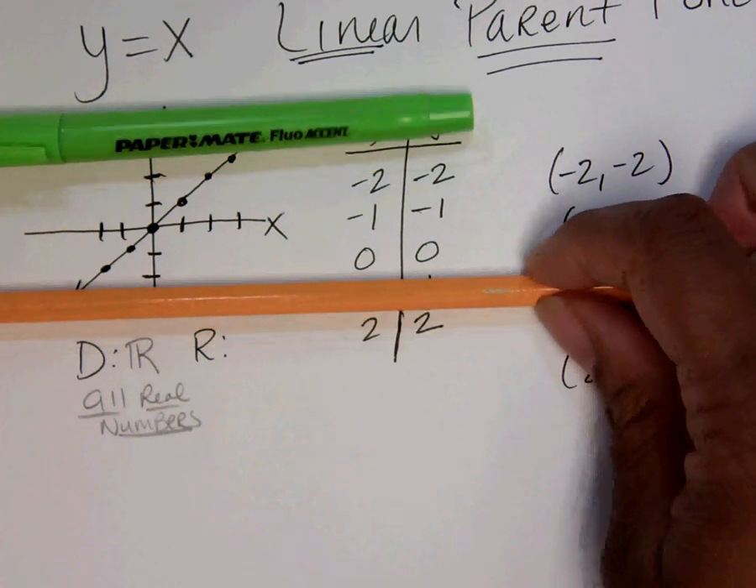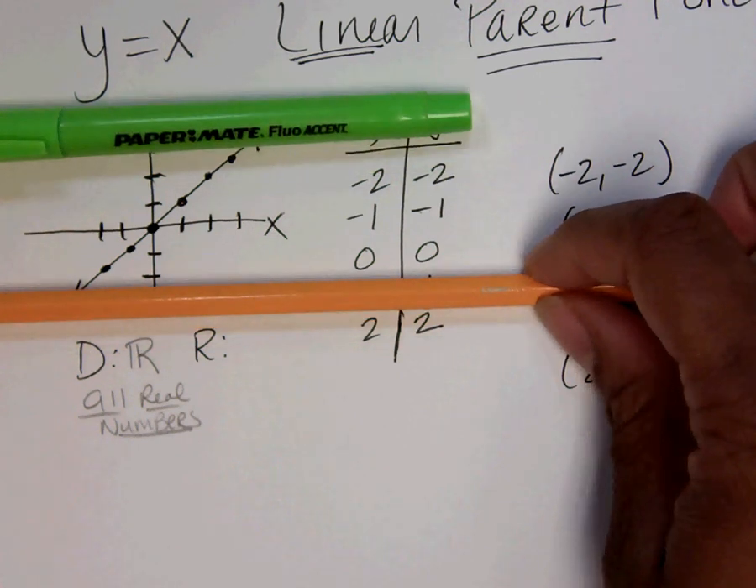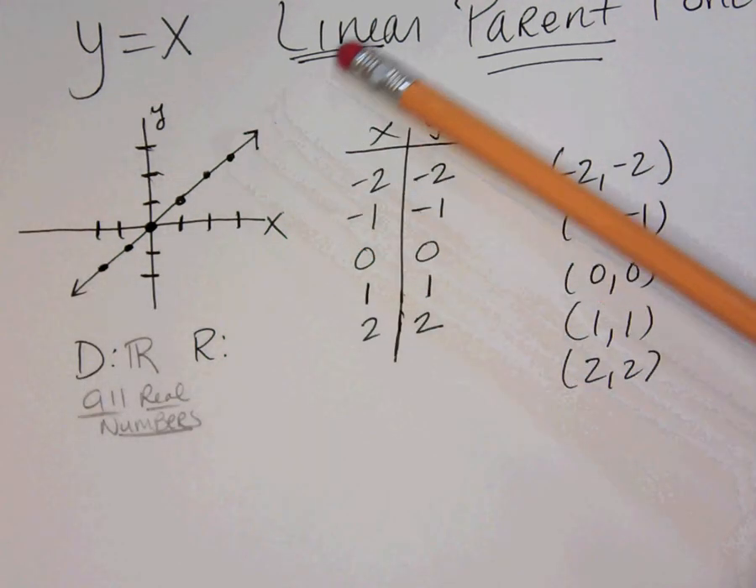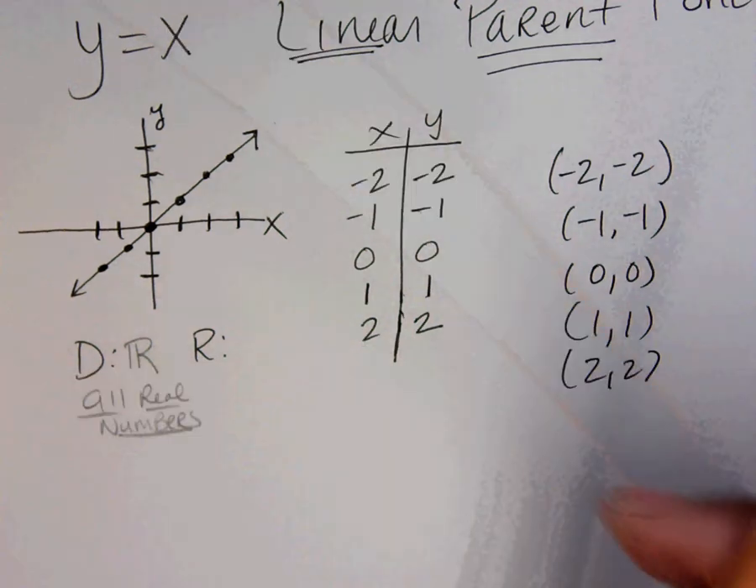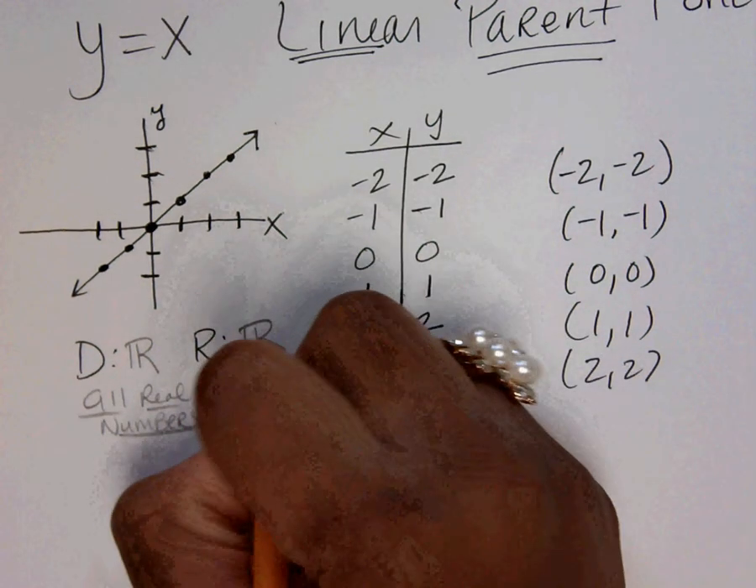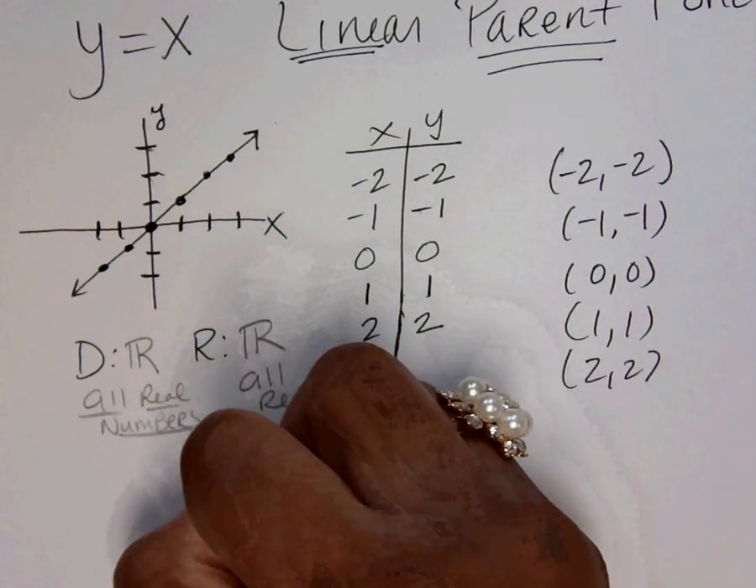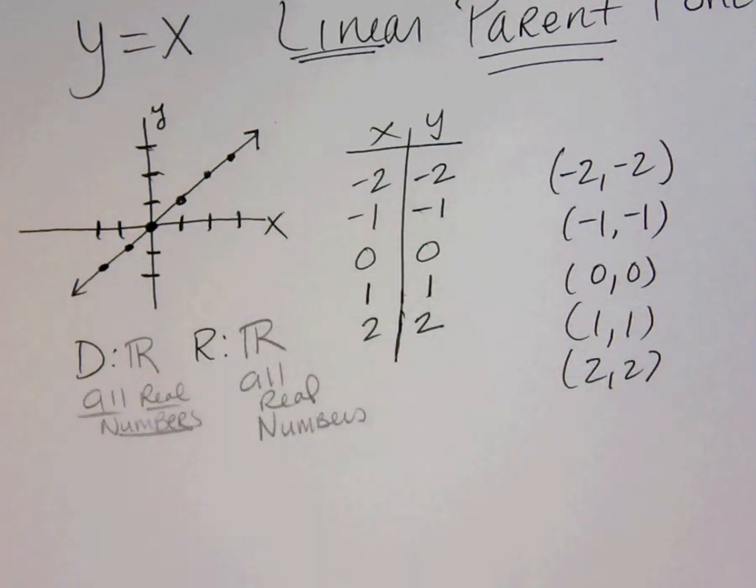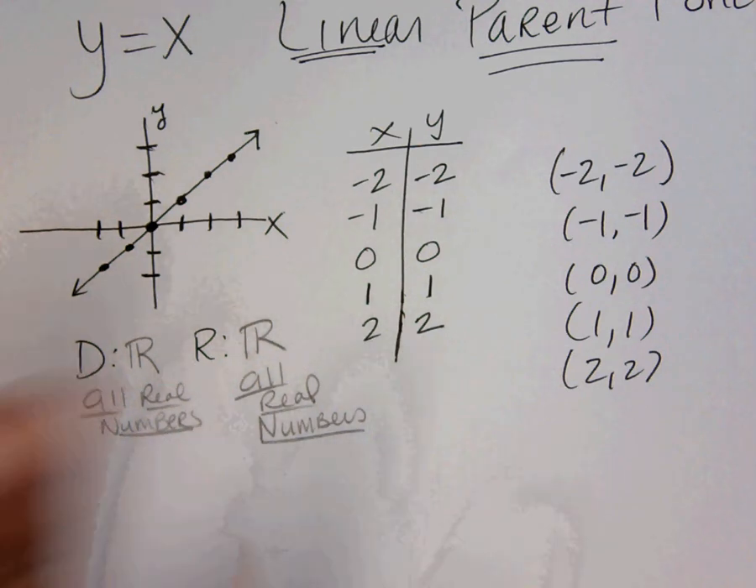For the range, do I have a stopping and starting point crossing the y-axis, because range represents y values? And the answer is no, I do not have a stopping and starting point, because the arrows keep going up and down. So it's all real numbers again. All real numbers.